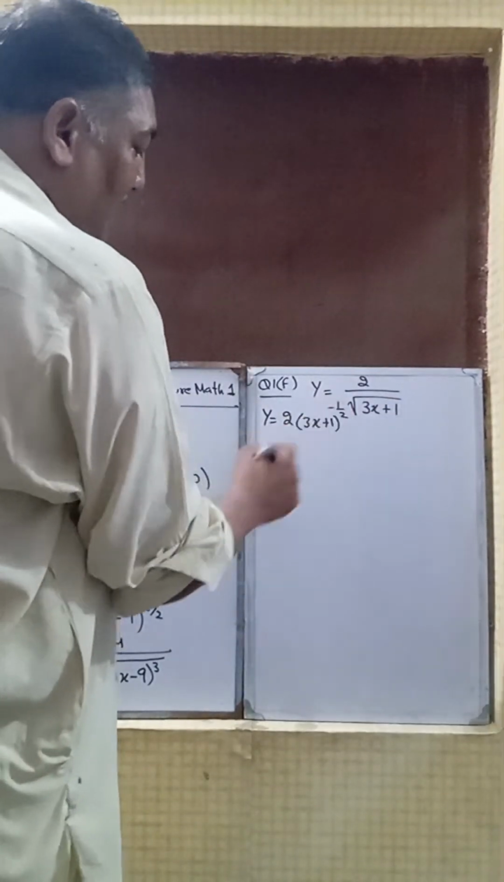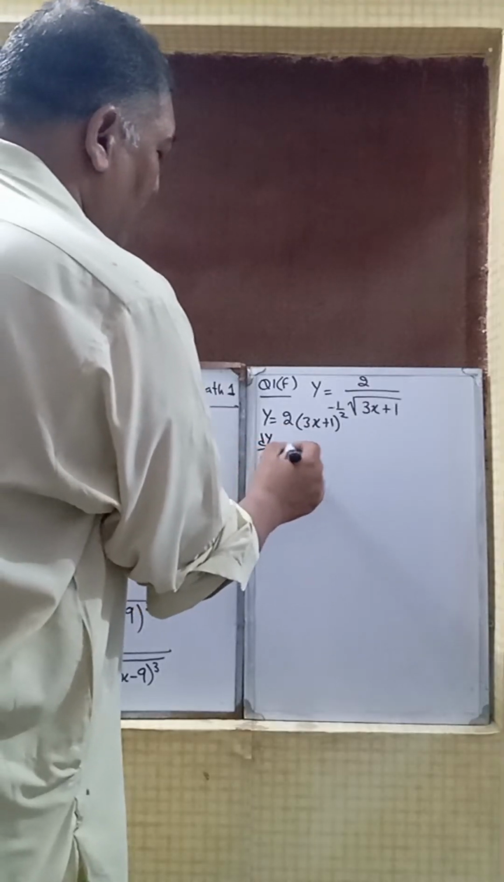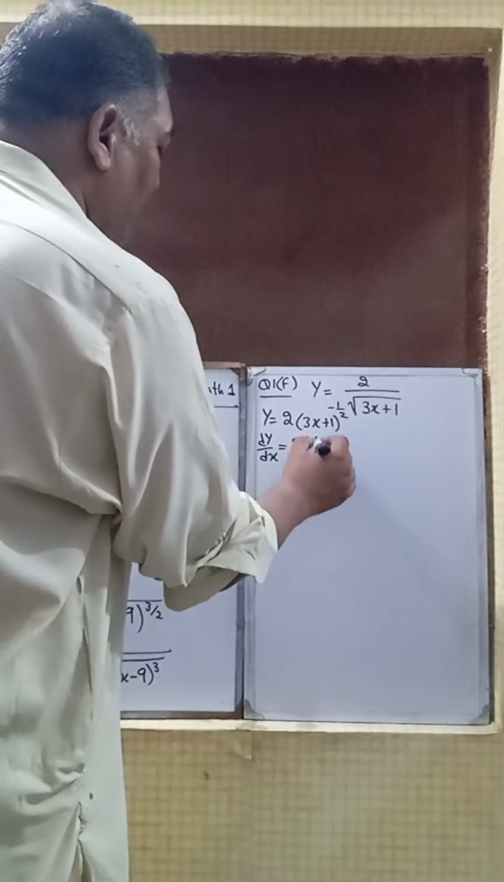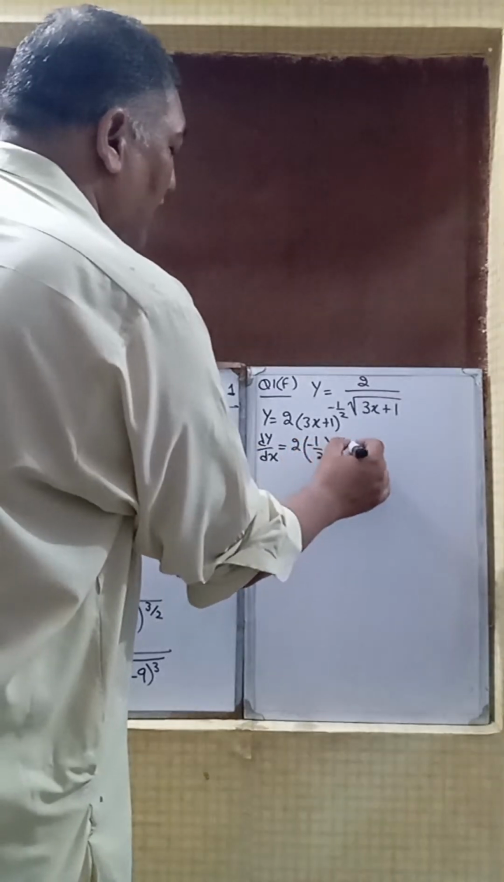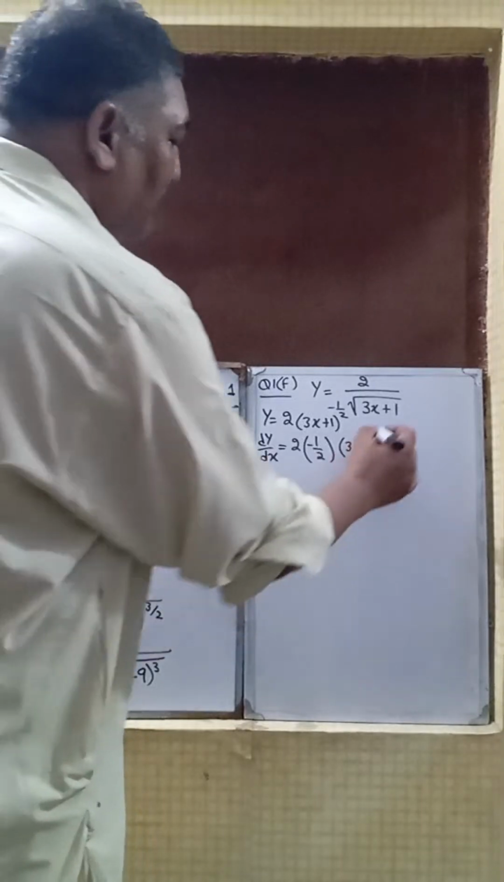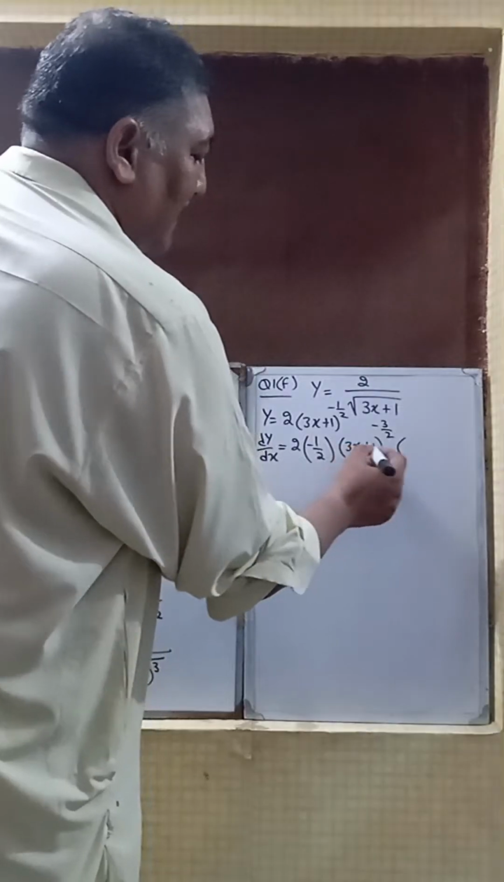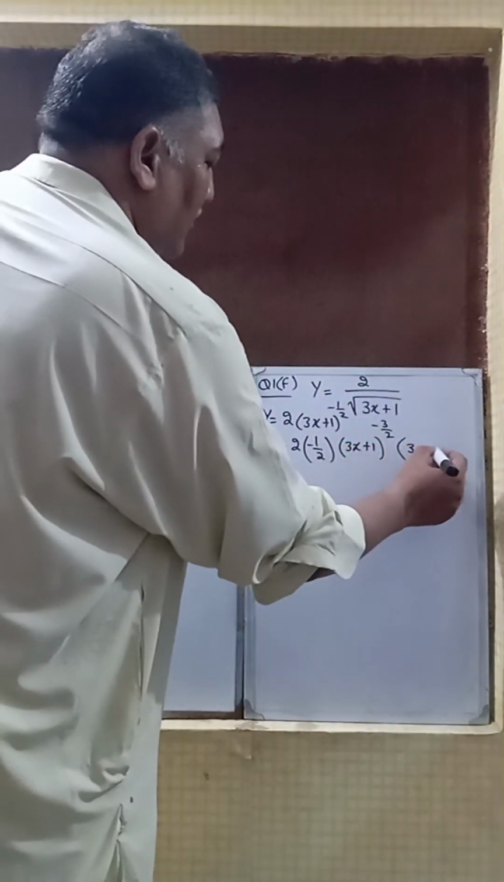So now I can differentiate it. dy by dx will be equal to 2 into minus 1 by 2 into (3x plus 1) raised to minus 1 by 2 minus 1, that will become minus 3 by 2, into the derivative of the base, that is 3 plus 0.